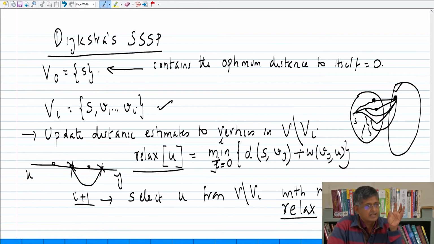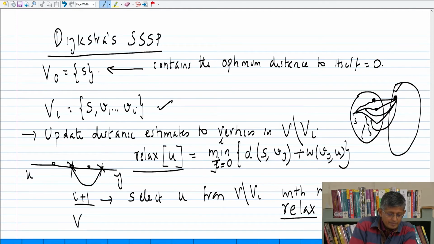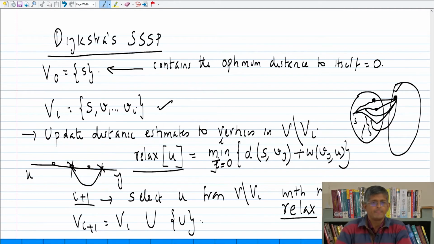you have this relax array, which you updated at the end of the ith iteration. When you enter the i plus 1th iteration, you look at the relaxed data structure and pick that vertex U which has the minimum relaxed value. Vi plus 1 is equal to Vi union U. Fine. Now it is quite clear that this is the shortest path from S to U. There cannot be a shorter path because your relax estimate used the shortest paths with one step. If you ask, is it possible that there is a path of length 2? So let's complete the argument.